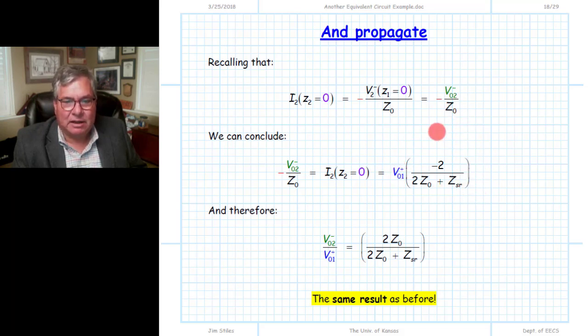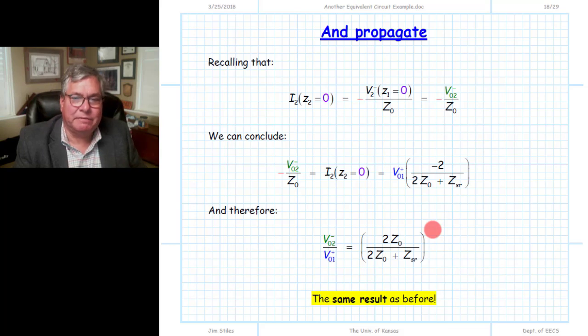We have one equation where we can solve now for this unknown complex wave amplitude V02 minus, in terms of the independent variable V01 plus, the incident wave. And so we equate these two things and do a little algebra, and we get this result, the ratio of the complex wave amplitude of the scattered wave divided by the complex wave amplitude of the single incident wave on our two-port structure. Again, this is the same result we just got two pages ago. All right, so we got there by different means.